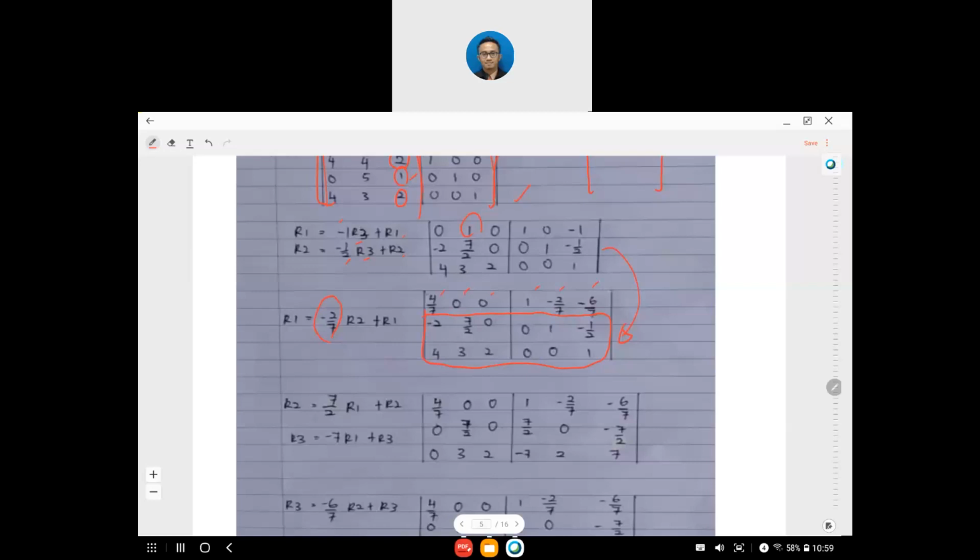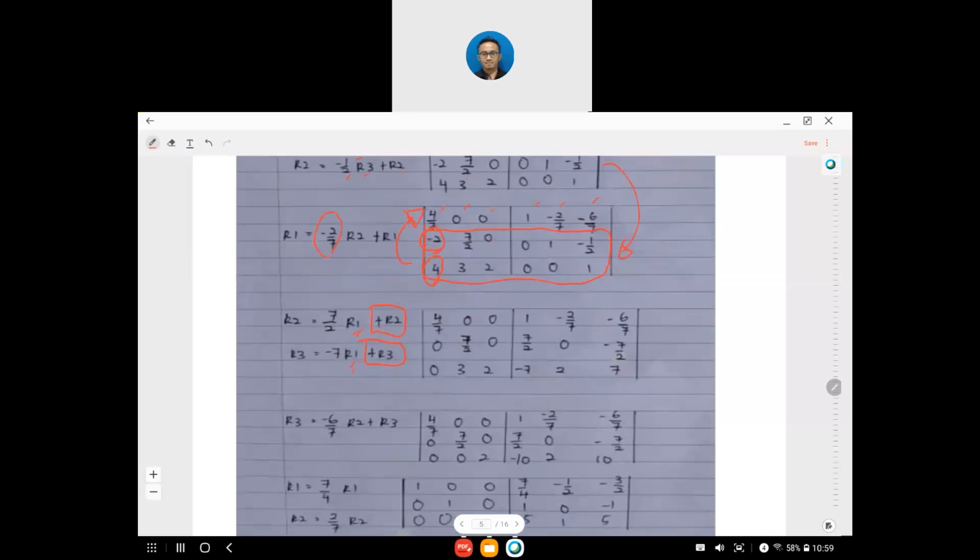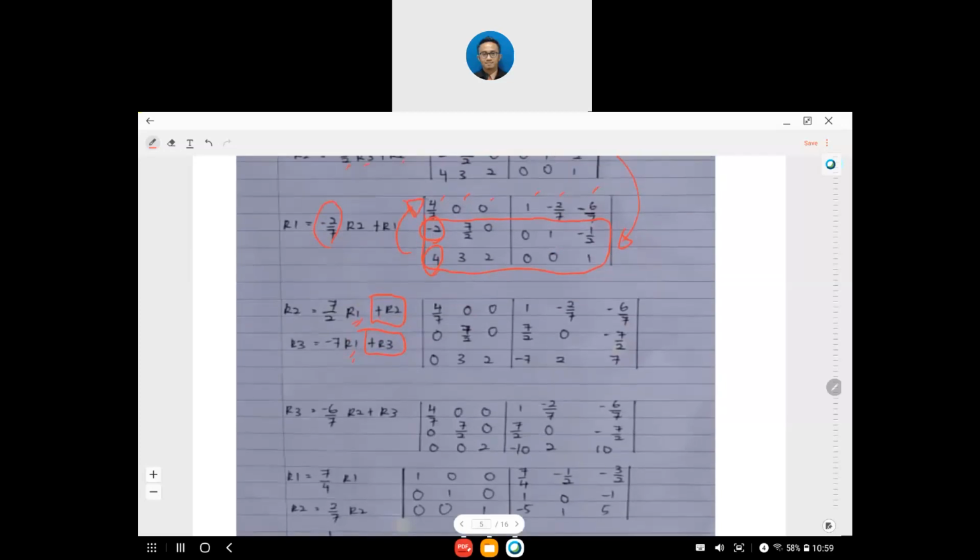Okay, next, our step is to change 4 and negative 2 to become 0 by using row 1. Okay, so this one, you are using row 1. Again, this one must be positive 1 only. It can't have any other value. Remember that. Okay? Remember forever. Okay. So, you times row 2 by 7 over 2 of row 1. Row 3 times by negative 7 of row 1. Okay? And then this one, you can get this matrix. Okay?